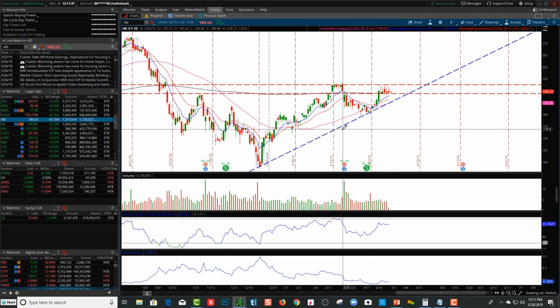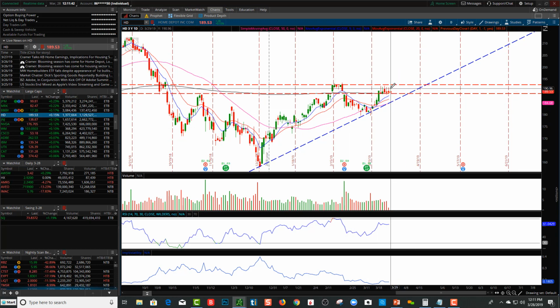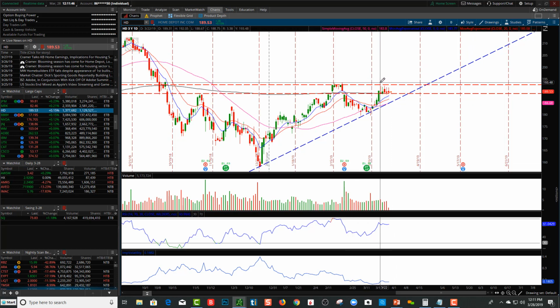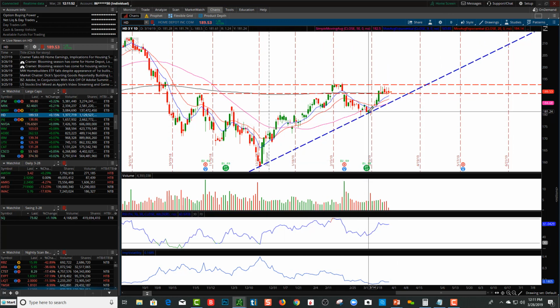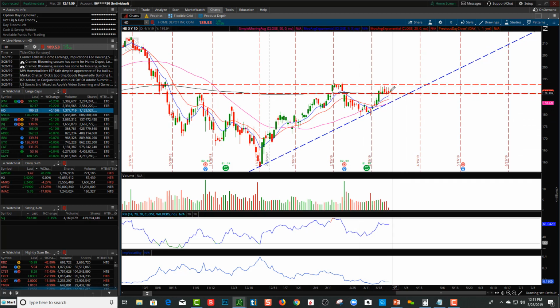So let's just say you believe Home Depot is going to continue to rise and it's going to break out of this, let's say, potential cup and handle pattern. So you believe it's potentially going to break out, right? So you could buy a straight call on this. Again, very risky, but many new traders do that because they think, oh, possible cup and handle, this will break out, but this could easily fail as well. So again, very risky.